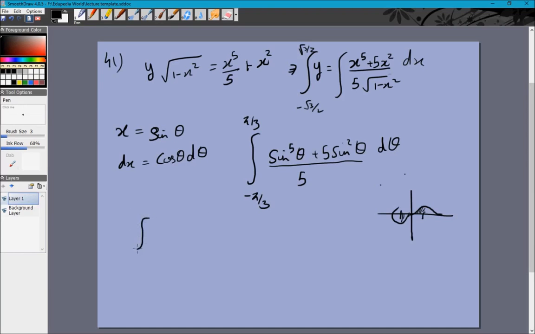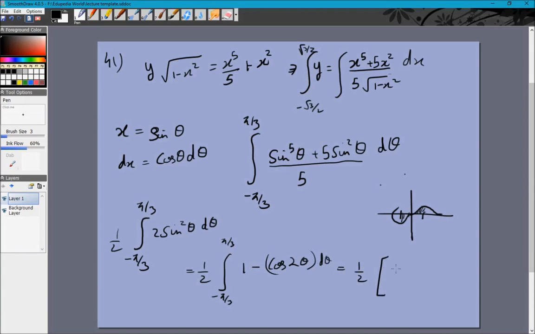So we are left with the integral from minus pi by 3 to pi by 3 of sine square theta d theta. Well, you know what we do here. This is half, this is 2, which becomes half of the integral from minus pi by 3 to pi by 3. 2 sine square theta can be written as 1 minus cos 2 theta. So it becomes d theta obviously. Half of the integral of 1 is theta and the integral of cos 2 theta is sine 2 theta by 2. And this is from minus pi by 3 to pi by 3. These are the limits now.